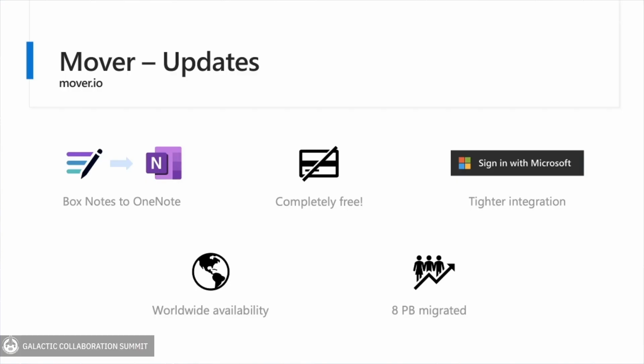Now to wrap up, a few things have changed since we joined Microsoft. First of all, we are now free and free worldwide. All you need to do is log in with your Microsoft account and you're good to go. Secondly, we've also introduced migrating Box Notes into the OneNote format. And lastly, we're already on a tear. We've already migrated over 8 petabytes of content for thousands of customers. You should visit mover.io today to give us a try.